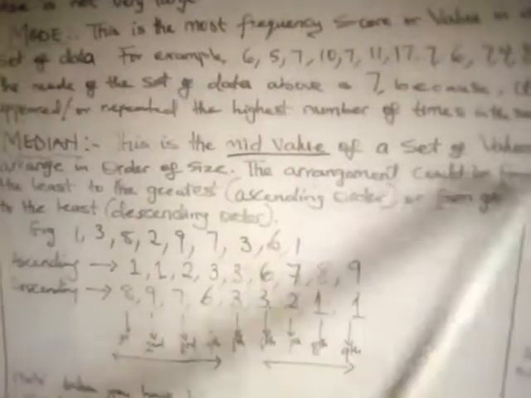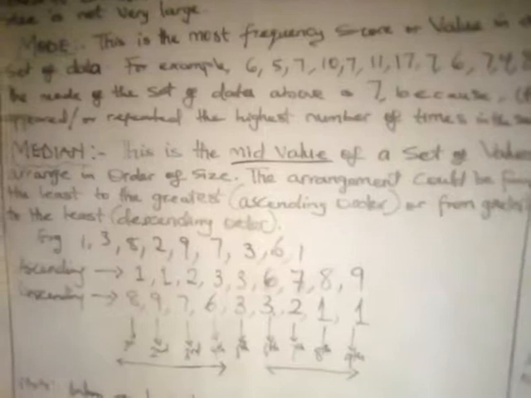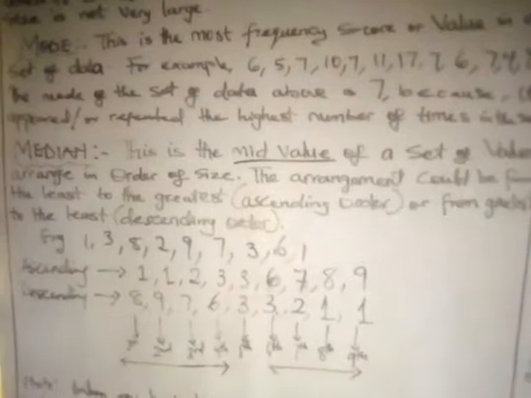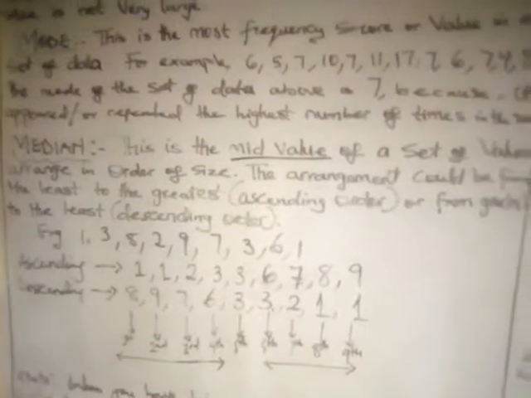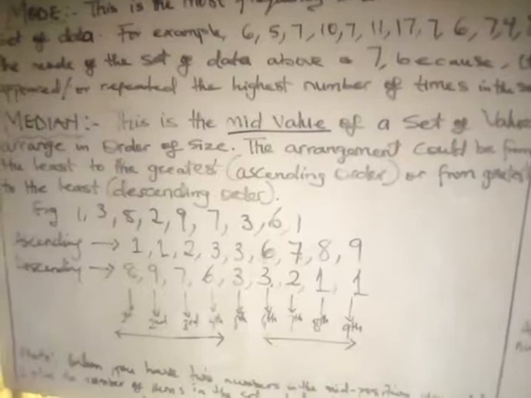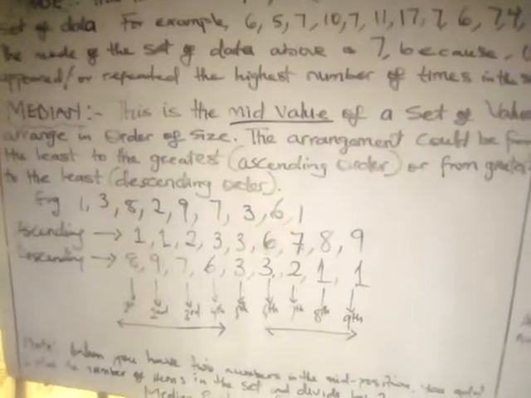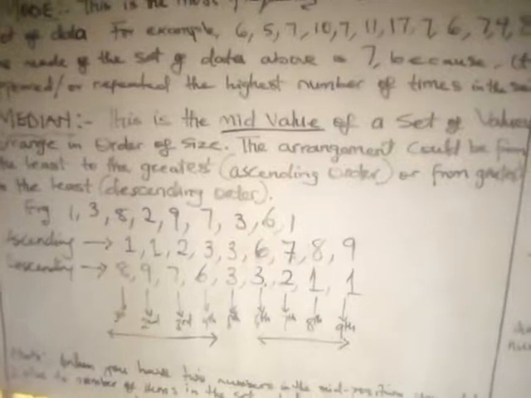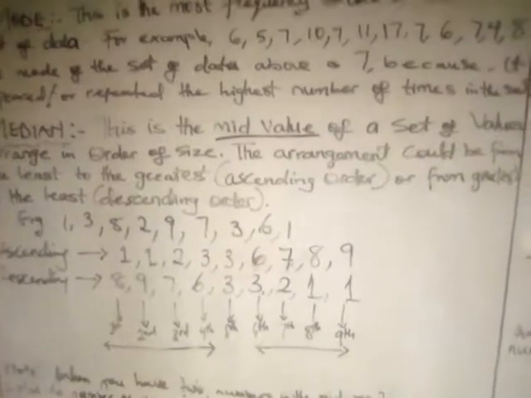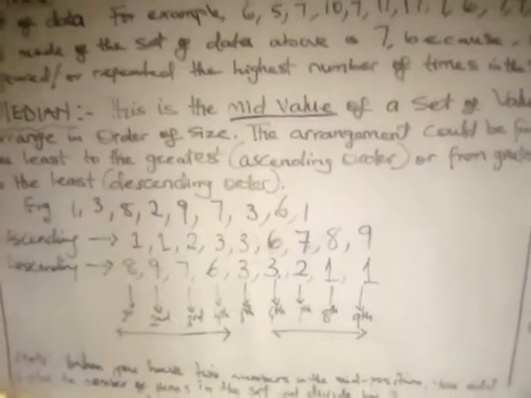The arrangement could be from the least to the greatest, which is ascending order, or from greatest to the least, which is descending order. You get now? If you have 1 to 10, if you arrange a set of data from 1 to 10, that is ascending order, because it's increasing, coming from the least to the greatest. And when you are coming from 10 to 1, with the same set of data, you see that it's coming from the highest, which is the greatest, to the least, which is descending order.